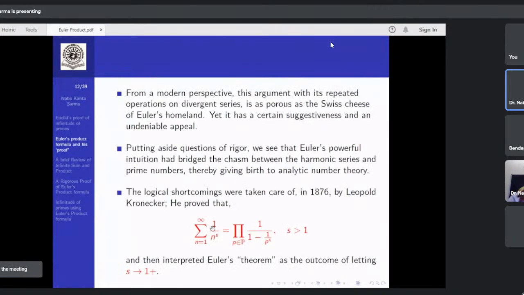So our next aim will be to give a rigorous proof of this identity. We now know that whatever proof was given by Euler looks nice, but it was actually not free from logical shortcomings. So our intention will be to give a rigorous proof of this fact, and then we'll use this identity to prove another fact, that the number of primes must be infinite.